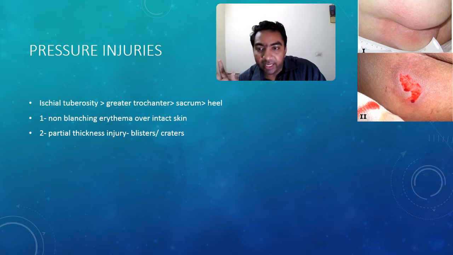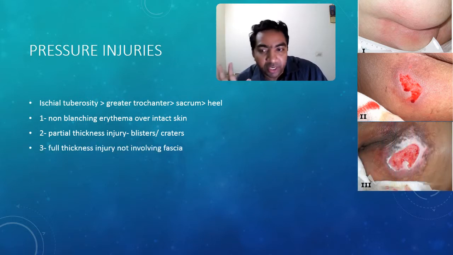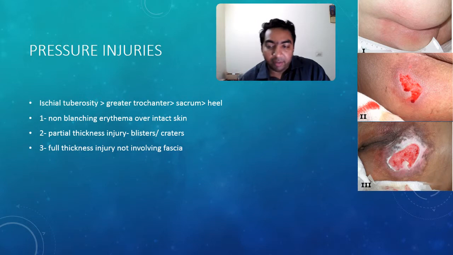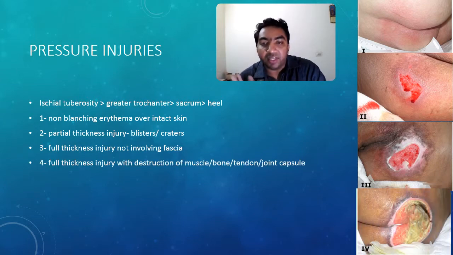Next comes grade 3, which is a full thickness injury of the skin, but it does not involve the fascia. We can see granulation tissue here. Grade 4 is a full thickness injury with destruction of muscle, bone, tendon and joint capsule. These types of injuries will require debridement and you will have to wait for granulation tissue to develop, and at the end of the day we will have to go for a flap cover, which is a rotational advancement flap.